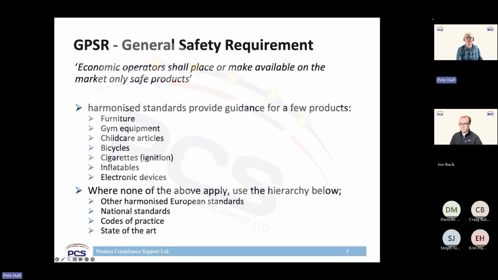Industries have codes of practice. Industry associations publish those about safety. Those are usually regarded as meeting the general safety requirement. And then really beyond that, it's just anything that you can point to that is custom and practice for safety in your industry.